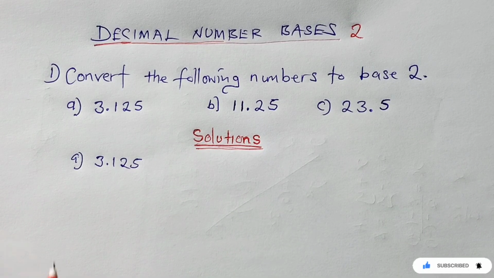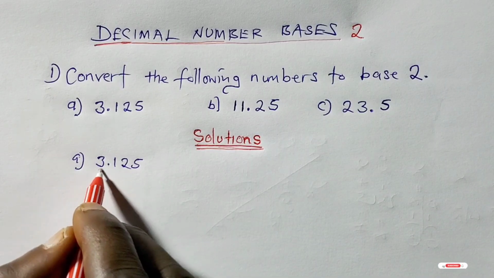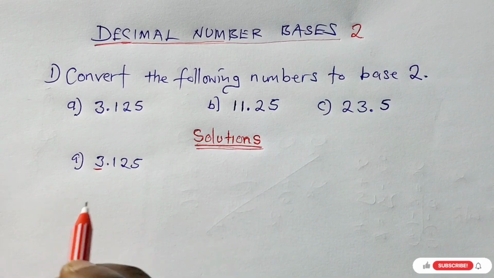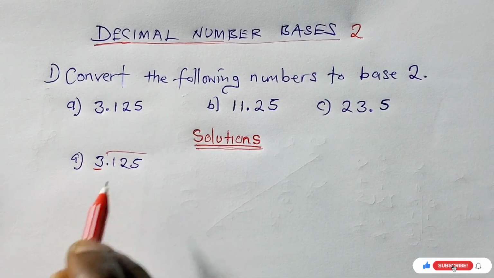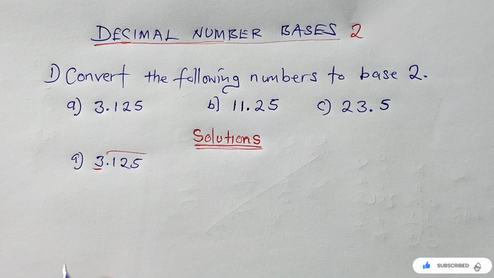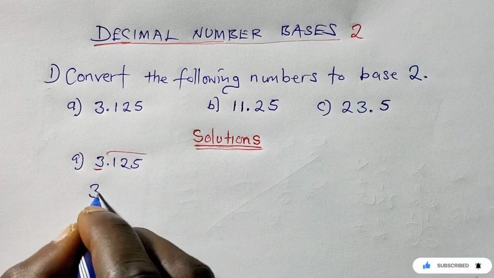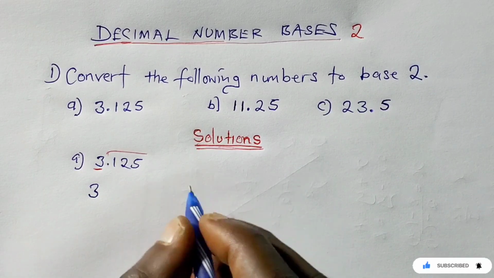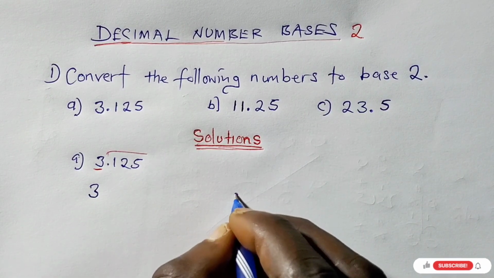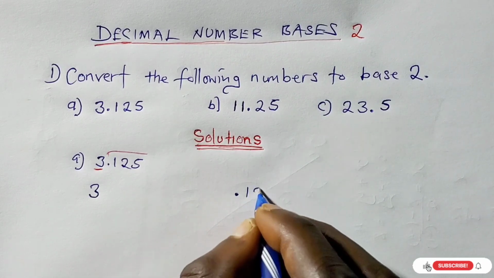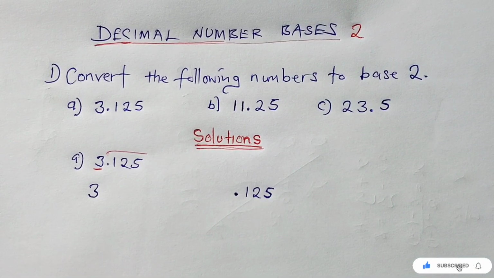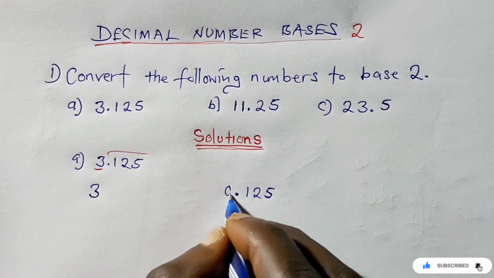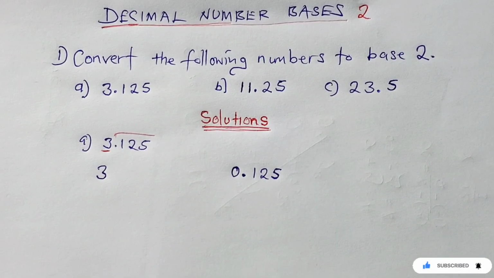Now, you should know that we have two sets of numbers. We have this whole number as 3, and we also have a decimal number this side. So let's separate the two. Let's write 3 this side and 0.125 this side. Now, to make it look nice, let's just add 0. Okay? So we've separated them.